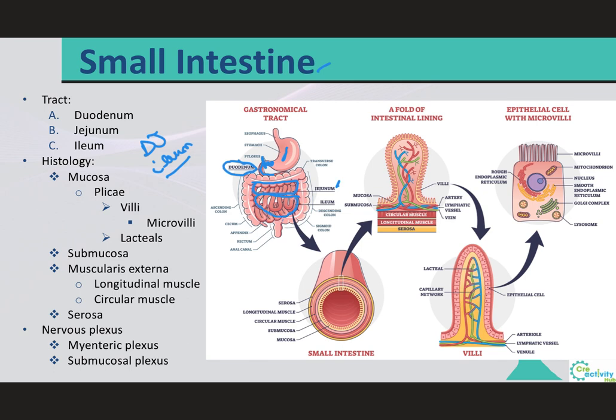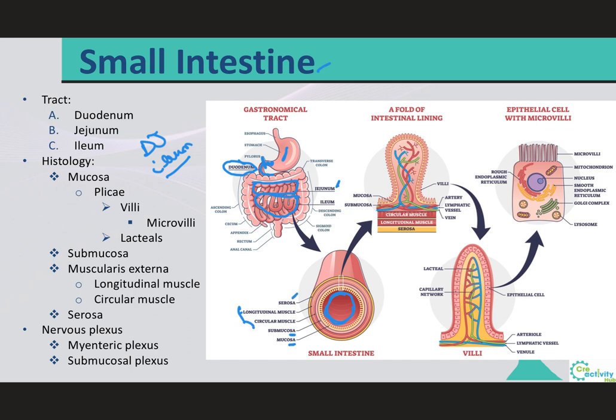Now, the wall of the small intestine is going to be composed of the same 4 layers as the rest of the GI tract, with several modifications. Therefore, it will contain the following layers from the most superficial, meaning it is the one that's going to be closer to the lumen, to the deepest. So we're going to have the mucosa, the submucosa, the muscularis externa, and the serosa.